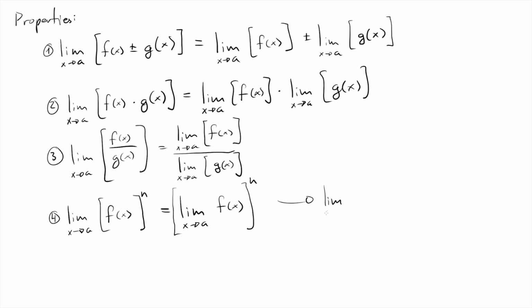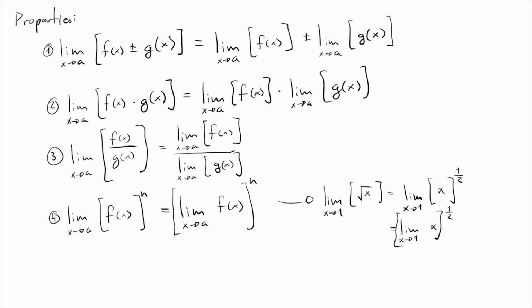if I have the limit as x approaches, let's just give a random number, 1, of some function f of x, let's say that function is the square root of x. So this can be rewritten as the limit as x approaches 1 of, remember, square roots you can write as the exponent of 1 over 2. So this is going to be x to the exponent 1 over 2. And we can rewrite that as the limit as x approaches 1 of x, and then this whole thing is raised to the exponent 1 over 2.